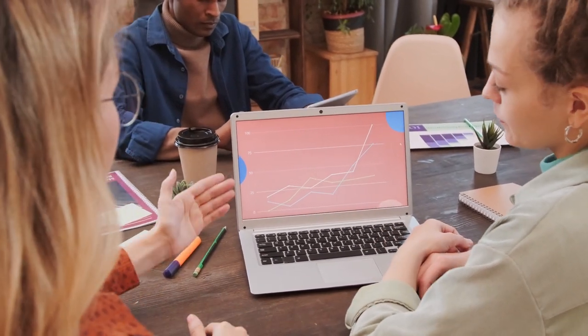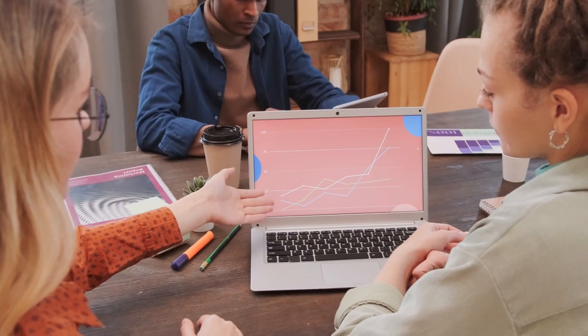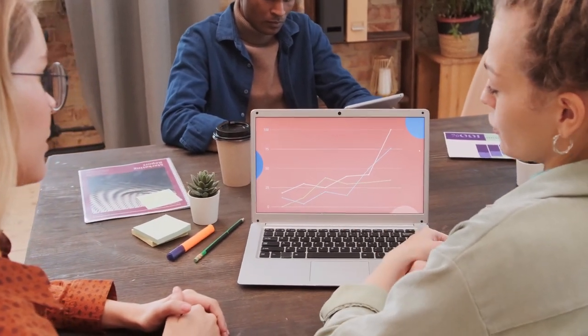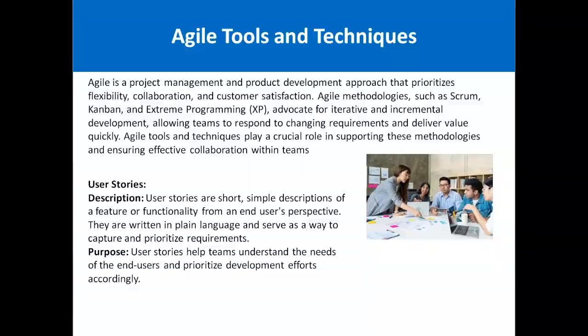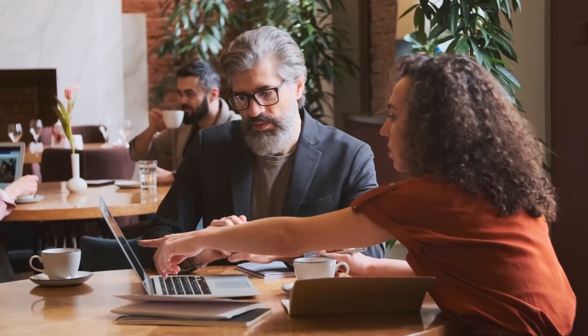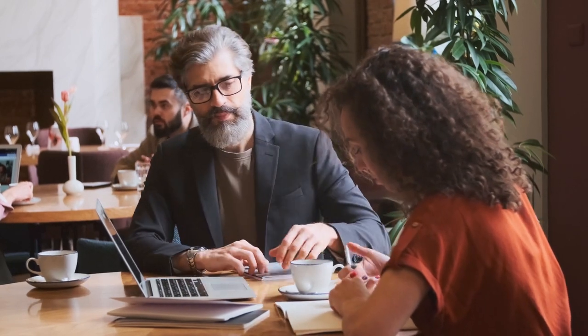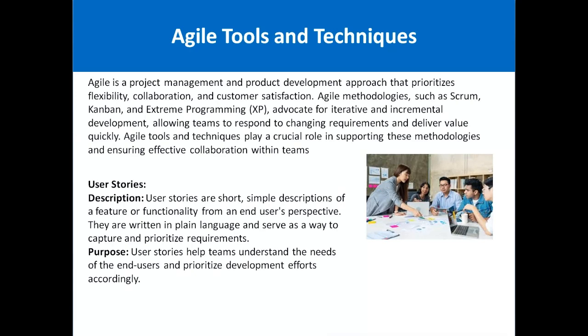Friends, Agile tools and techniques. First of all, we have to understand that Agile is a project management and product development approach. Whenever we are implementing any software-based project, there are so many techniques and approaches available, like waterfall, Kanban and Scrum, etc. So basically Agile is an approach, or we can say a methodology, which we use for implementation of a software-based project, which focuses on flexibility, collaboration and customer satisfaction.